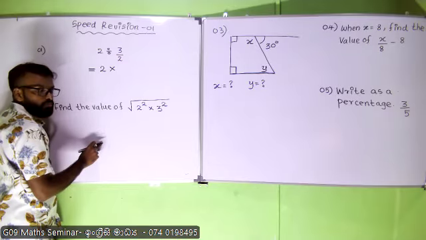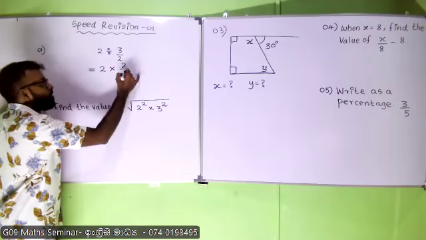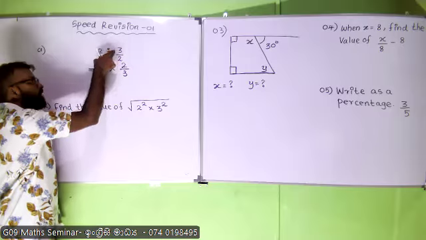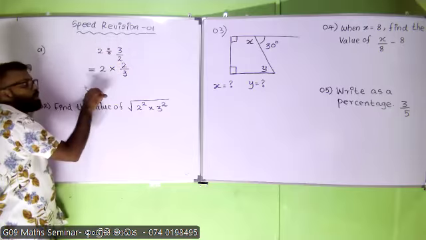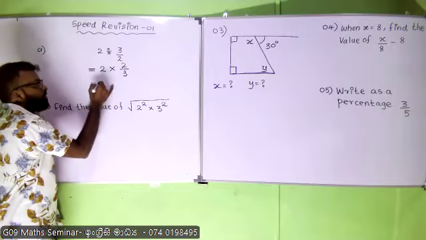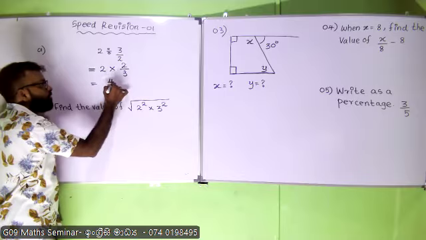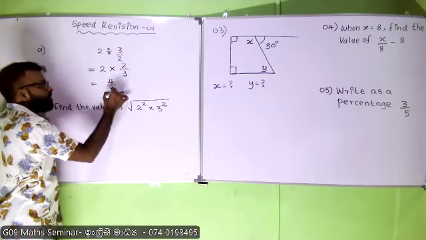You need to change it upside down. Numerator and denominator you need to change upside down. 3 upon 2, 2 upon 3. So simplify. 2 times 2, 4. Numerator you have 4, denominator is 3.